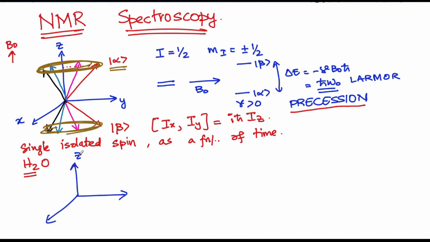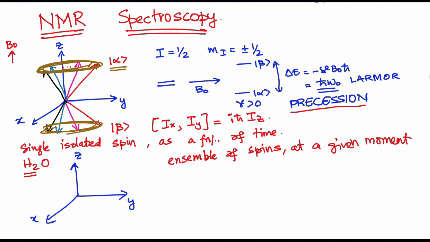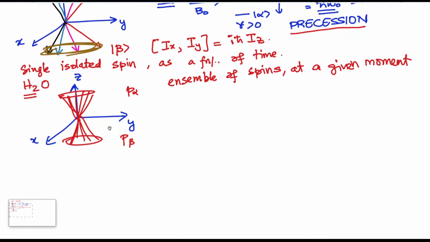This can also be visualized in a different way. Instead of having a single isolated spin as a function of time, you could have an ensemble of spins at a given moment. Whatever you end up seeing as a function of time, you would have at every given moment of time. Of course, P alpha is still greater than P beta. Remember, we are at equilibrium. So either you take the first picture as averaged over time, or the second picture, which is an ensemble of spins.